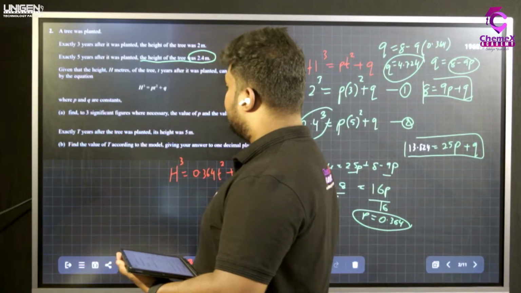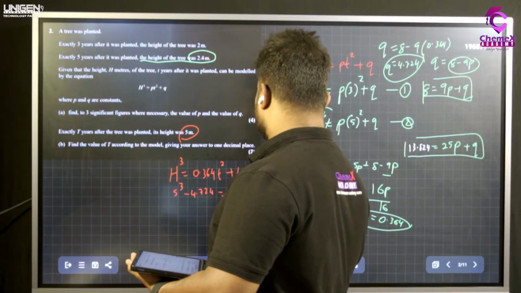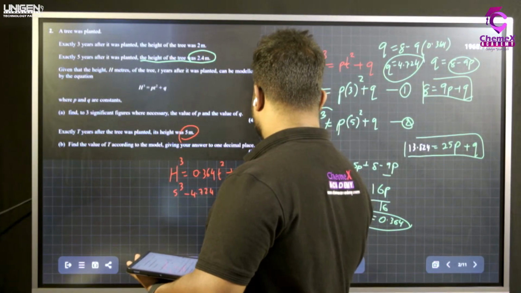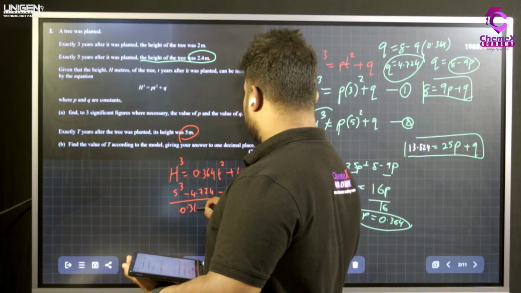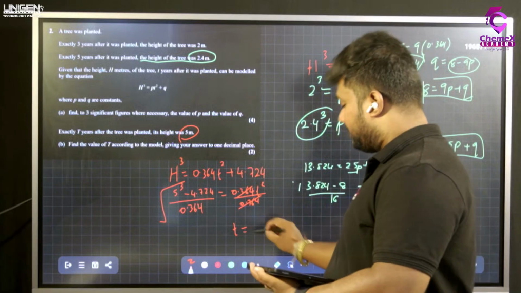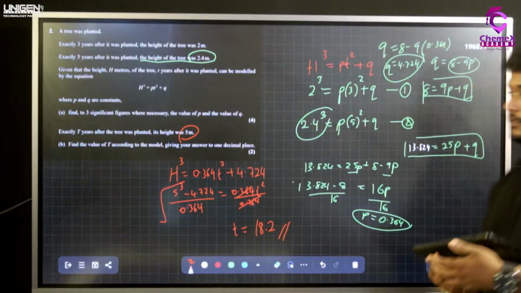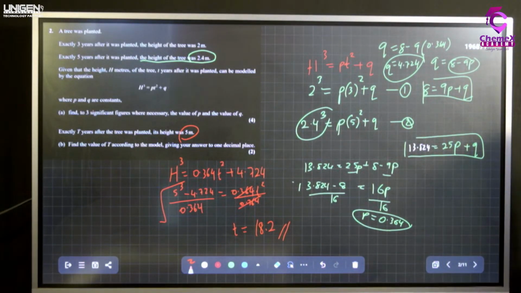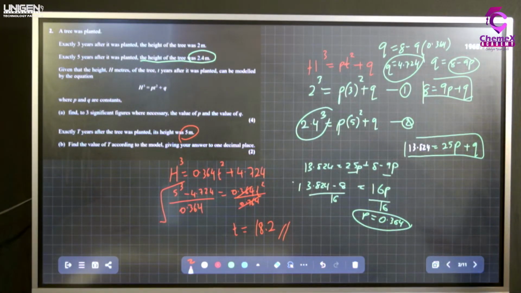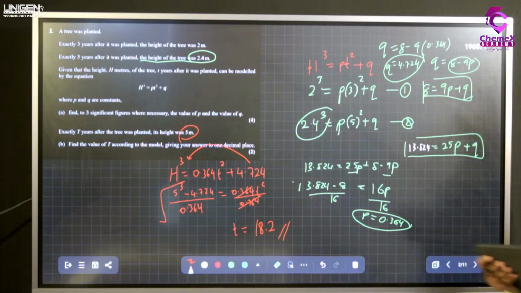H is 2.5 to the power 3. They ask find the value of T. So 5 to the power 3 equals 0.364 T to the power 2. So divide by 0.364. Then put the answer. What do you get for T? Got it wrong. I just subjected T from the formula. Since H is 2.5 meters, 5 to the power 3 minus 4.724, I took this to other side, and then divided by 0.364 and rooted it.